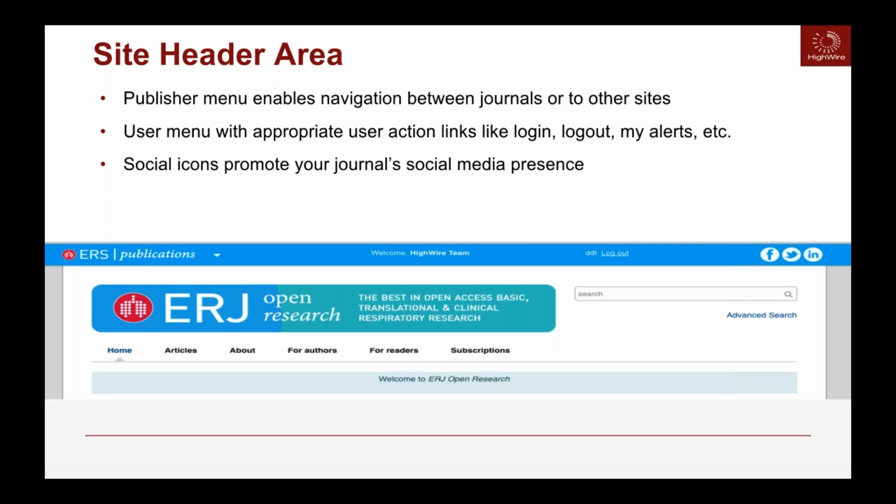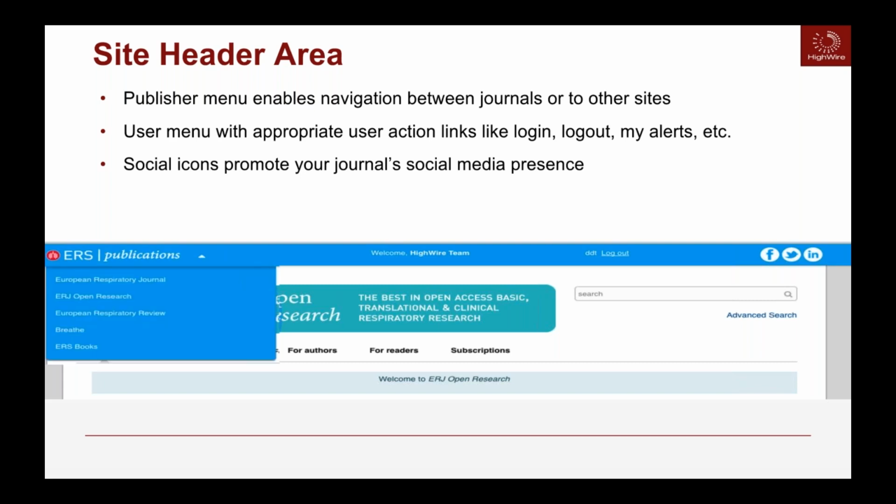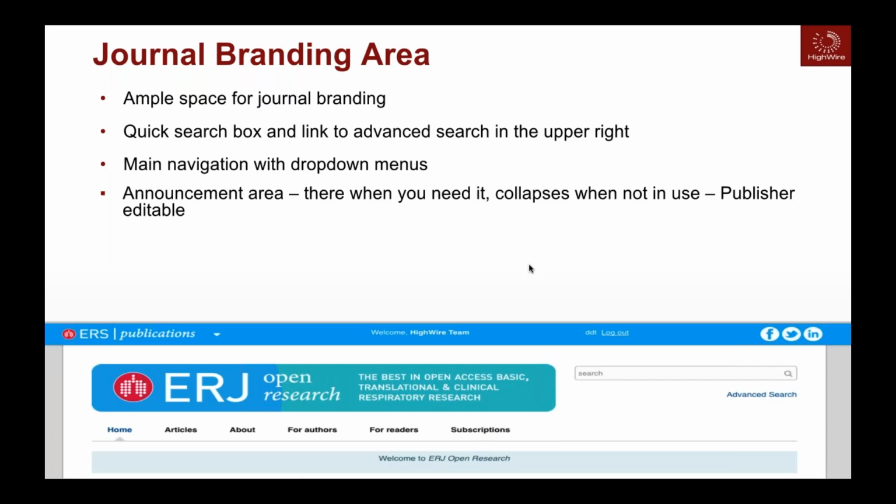So we have the site header area. We have our drop-down menu where you can add links to different journals right there. We have a social icon so that you can have your social media presence available. And then we also have our logout and login menu right there at the top.